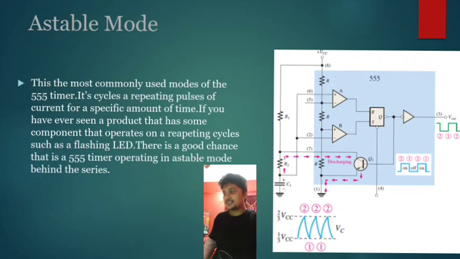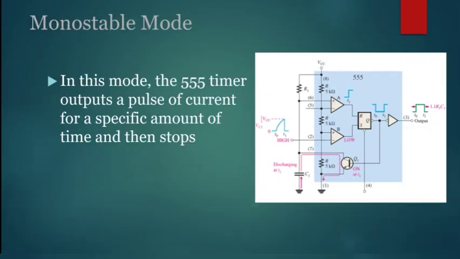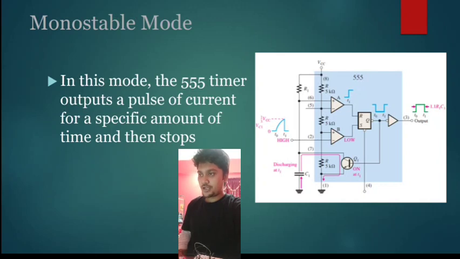So what is astable mode? Basically astable mode is the mode where it repeats pulses of current for a specific amount of time. So it's kind of oscillating, so it repeats and repeats again and again, and that is how it works. There are such devices like light emitting diodes or anything like that. So if you ever see something oscillating, there is a very high chance that it is in astable mode.